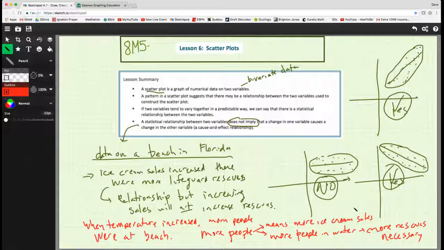We're going to do more of this causal and correlative scatterplot stuff in lessons to come. Hopefully you stuck with me. Hopefully this made sense. Hopefully it was useful.